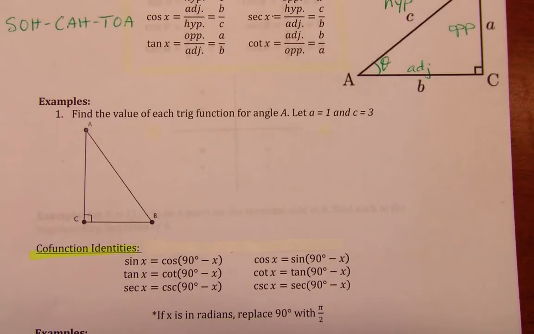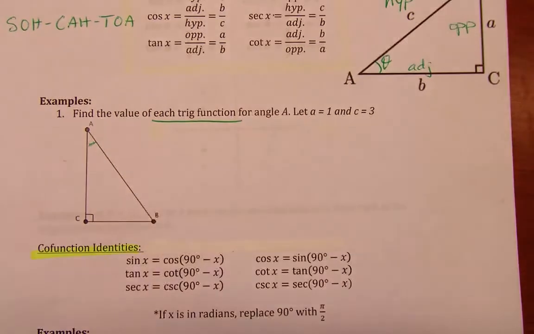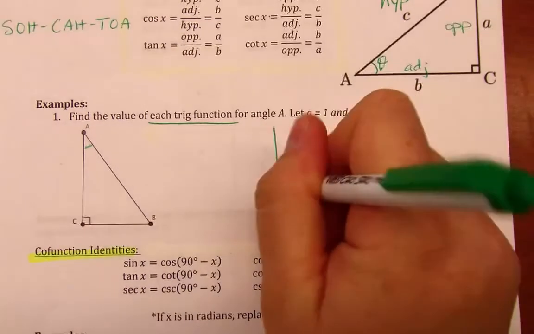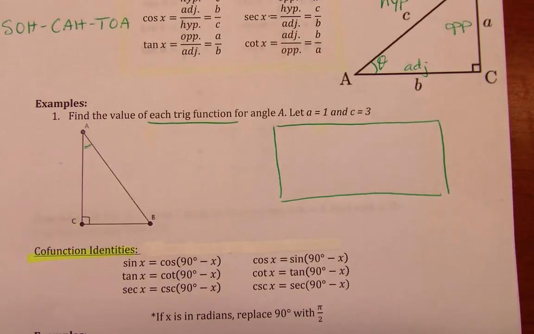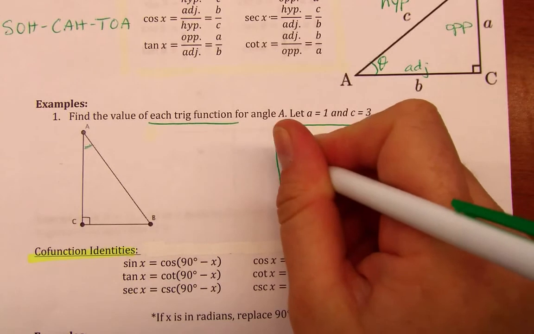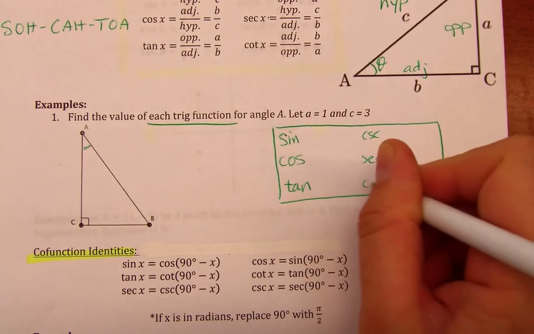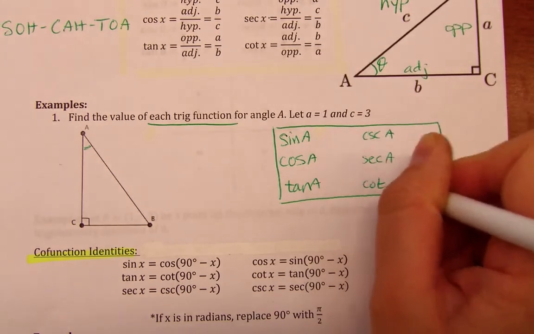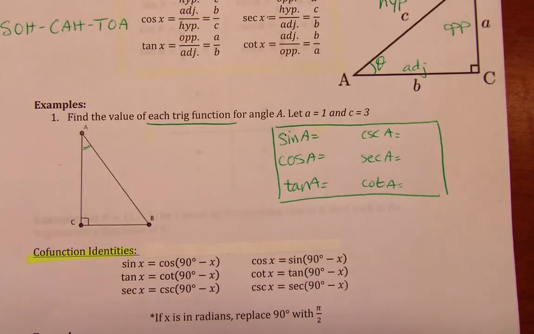It says find the value of each trig function for angle A. This is angle A right here. Now in your homework, it's not going to say each trig function. However, I still want you to find all 6. Your homework might just ask for sine or just ask for cosine, but even if that's all it asks for, you're going to write all 6. And we're talking about angle A. So every problem that asks you to solve for one angle, I want you to solve for all 6.